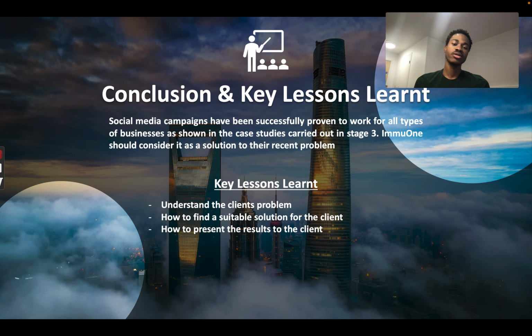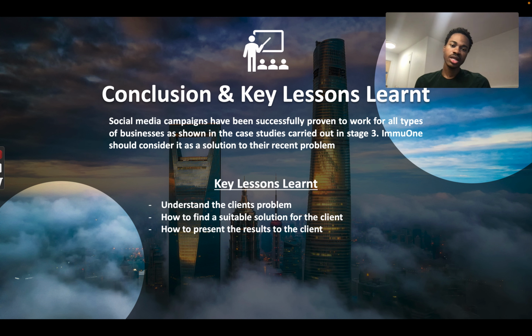So the key lessons learned from this entire project is that I got to understand what my client wants, and how to solve my client's problem. My client is an emerging business, and they are used to traditional marketing. And with the way the world is, we're all going digital. Digital is the right way to go. So they should be able to include digital marketing into their business.